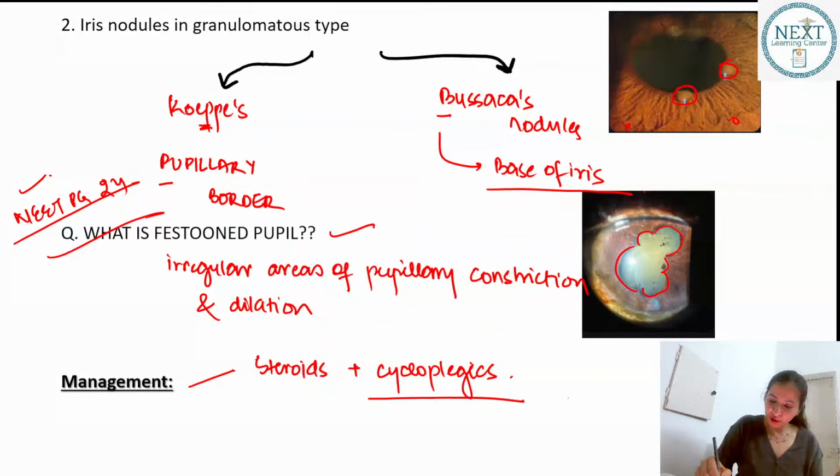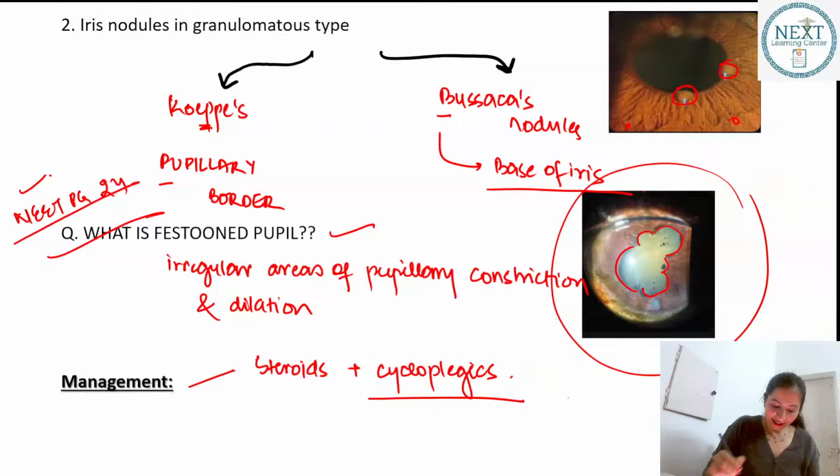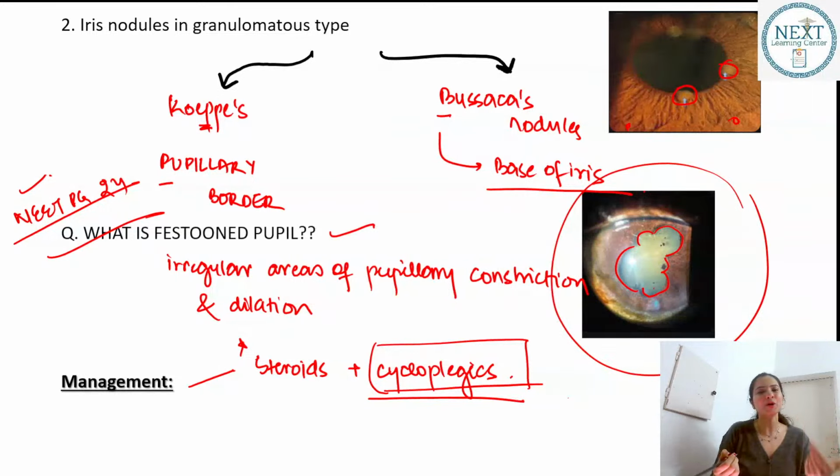This is from your Maha revision. Again, I have told you in management you give steroids and cycloplegics. Cycloplegics, you know, atropine, homatropine and cyclopentolate.